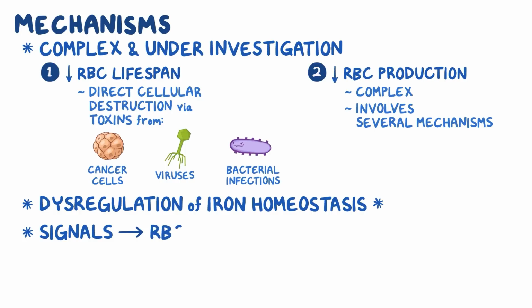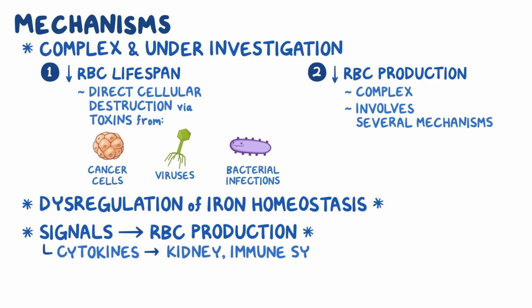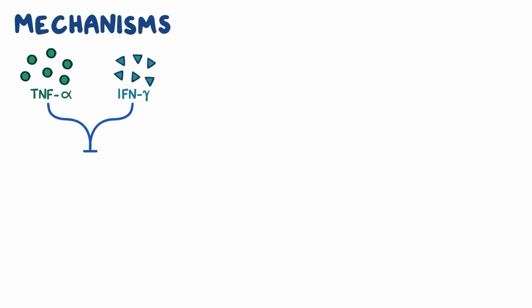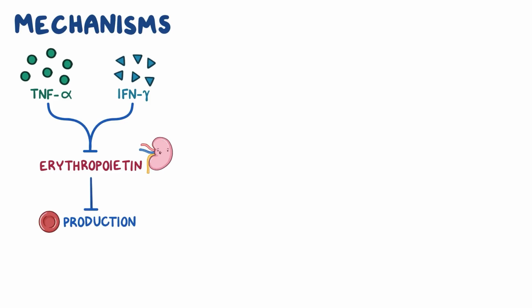The most important one, and the one that most researchers agree upon, involves dysregulation of iron homeostasis and the signals that control RBC production. In chronic disease states, chemical messengers called cytokines mediate this pathologic process in the kidney, immune system, and the GI tract. 2 cytokines called tumor necrosis factor alpha and interferon gamma inhibit the production of erythropoietin in the kidney, which subsequently prevents RBC production in the bone marrow.